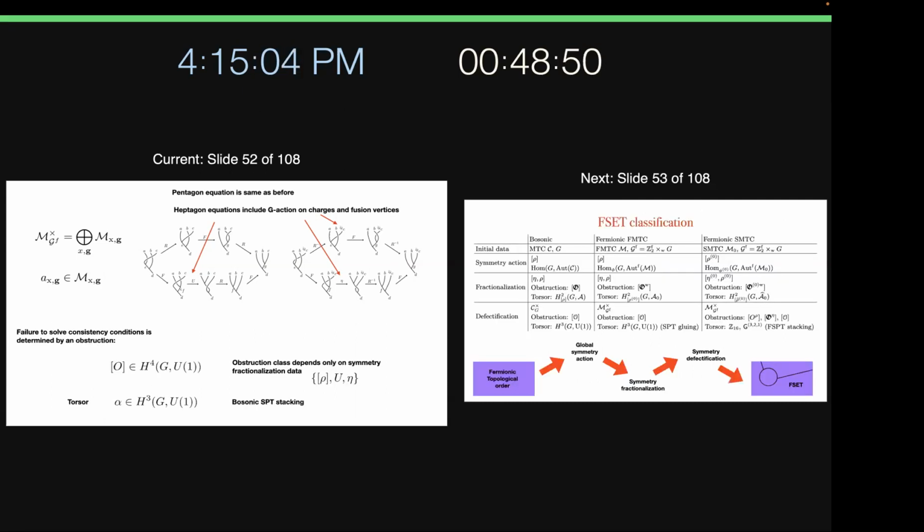All right. And what the authors Etingof, Nikshych, and Ostrik showed, sorry to include the reference, and also in the physics paper by Barkeshli, Bonderson, Cheng, and Wang, is that the failure to be able to solve the pentagon and heptagon equations is encoded in an H4 obstruction, H4 of G, U1. And this obstruction only depends on our modular tensor category, our choice of symmetry action, our U symbols, and our eta symbols. So that's all data associated just with the modular tensor category itself. When this obstruction vanishes, we have a torsorial classification by elements in H3 of G, U1. And physically, one can understand those as stacking bosonic SPTs on top of our G-crossed braided tensor category.